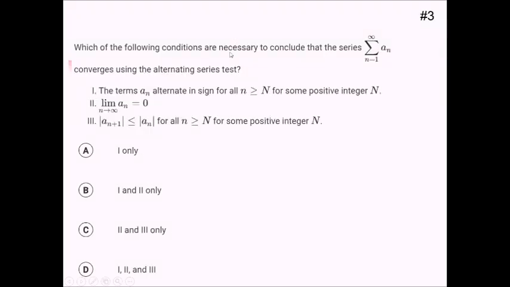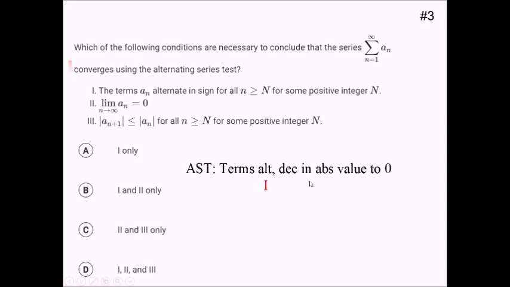For this problem, we want to know which of these conditions are necessary to conclude a series converges using the alternating series test. So the AST says a series is going to converge if the terms alternate and decrease in absolute value to 0. So terms alternating, that's what this first condition is getting at. Terms alternate in sign for all n greater than some positive n. So they're basically saying that the alternating doesn't have to start immediately, but at some point this thing has to start alternating and keep alternating. Anyway, option 1 here is covered by this terms alternating piece.